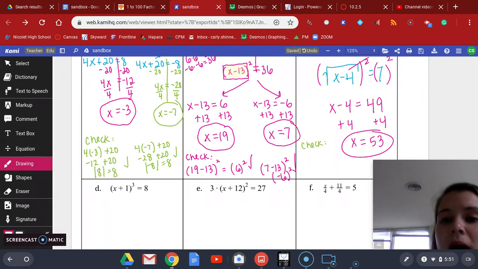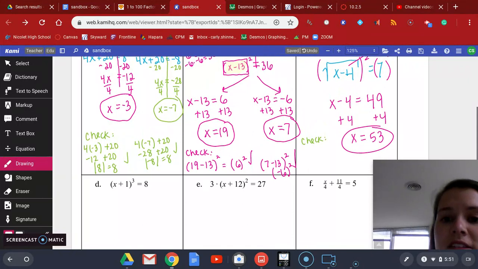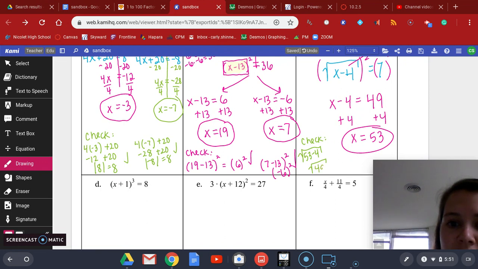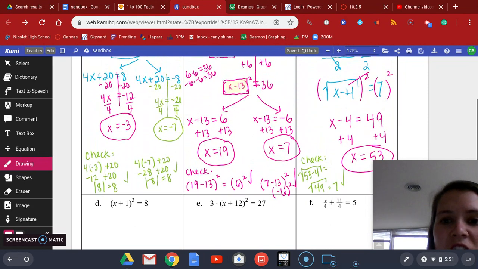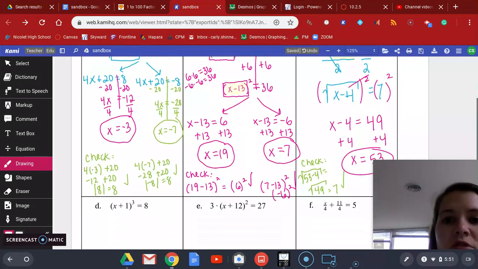We're being excellent mathematicians since it's our last day together, and I'm going to just plug in 53 and make sure it checks out. And it does. All right. Good stuff. So we had those types of problems.